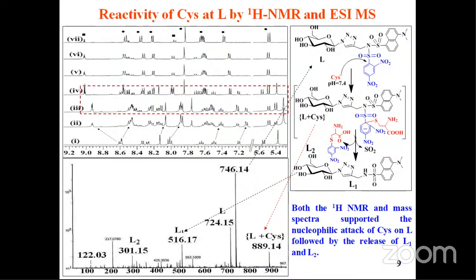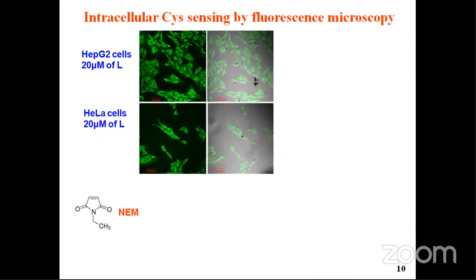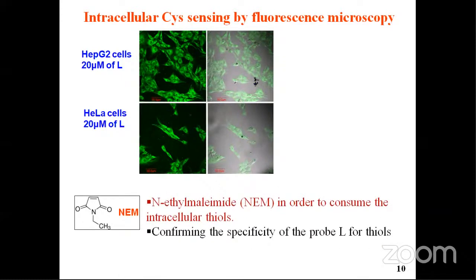Next, we have done the applicability study, the intracellular thiol detection using fluorescence microscopy. I have used two different cell lines here, the FZ2 cell line and the HeLa cell line. The molecule concentration is about 20 microgram in both cases. Once it is incubated, it reacts within the cell, because the intracellular thiol concentration is much higher. That is very important.